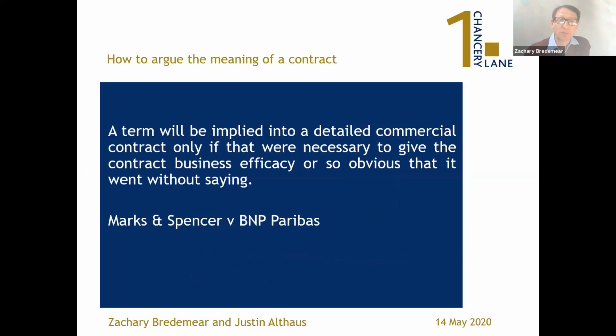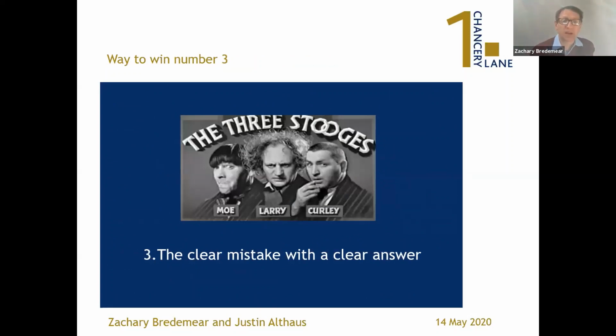Another question we were asked, which is perhaps relevant to this point, the clear mistake with a clear answer, was the question of, you sometimes see choice of law clauses where the choice of law is UK law. Now, UK law doesn't really exist. We have 3 legal systems in the United Kingdom. The one we're most familiar with is the legal system of England and Wales. What do you do with a choice of law provision which relates to UK law?